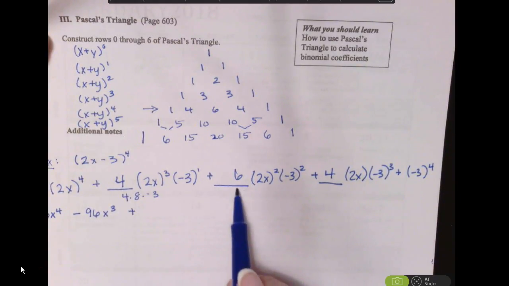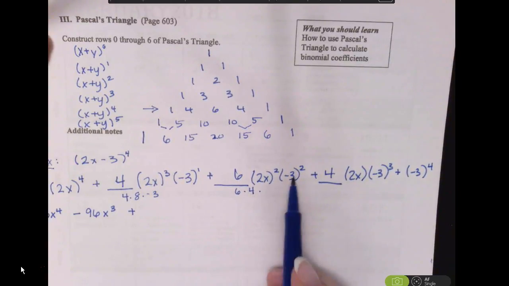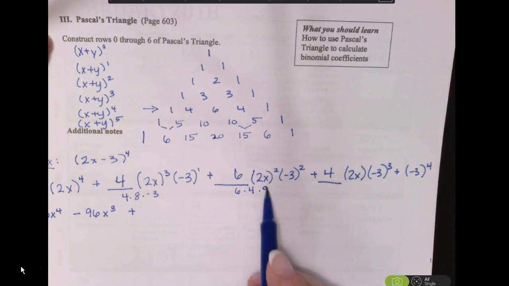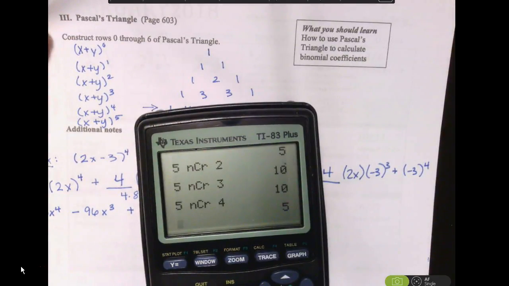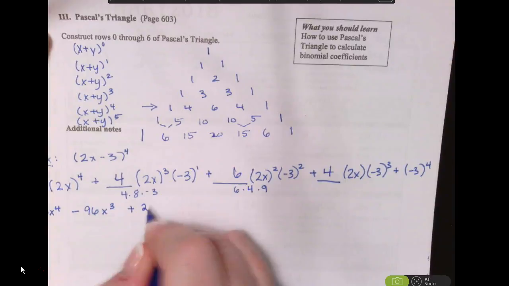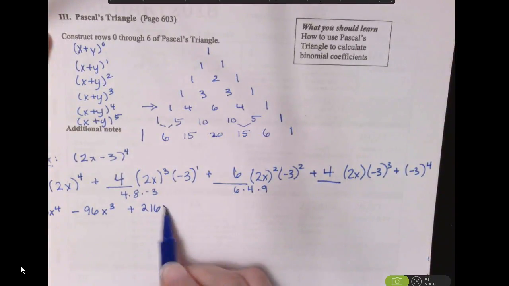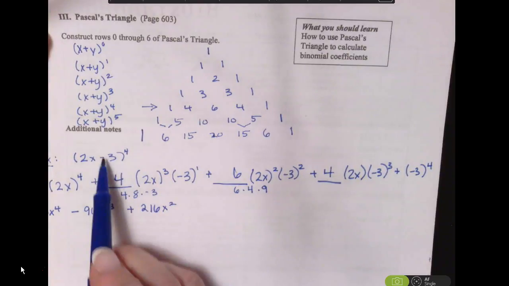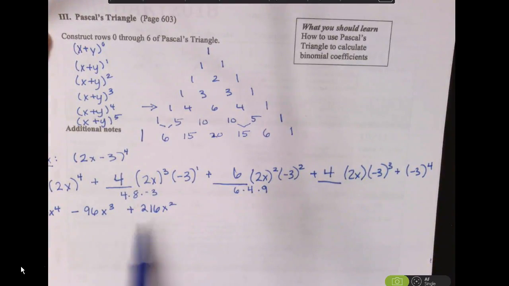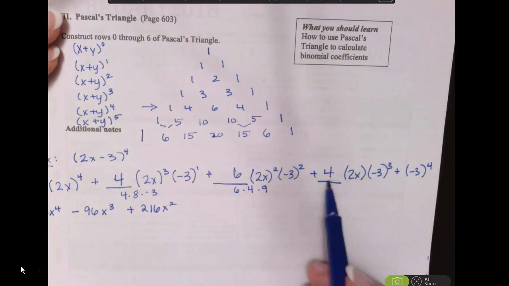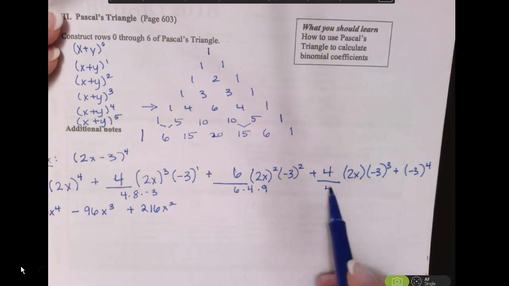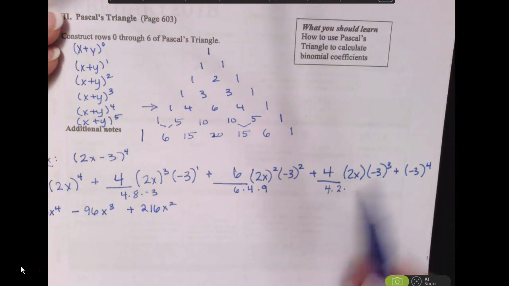Then here I have a 6 times 2 squared times negative 3 squared. 6 times 4 times 9, so 216, and then there's an x squared in there. So notice when we have a negative right here, our terms are kind of alternating based on whether we have an odd power of the negative. Okay, so in my next term I've got a 4 times 2 times negative 3 cubed, which is negative 27.